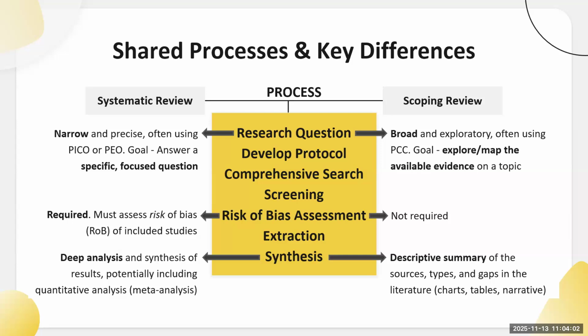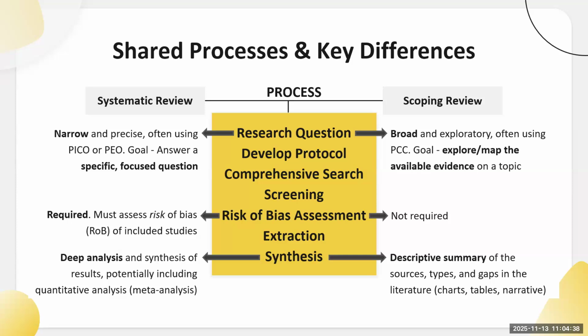So for the review questions, systematic reviews have a very specific, narrowly focused question, while scoping reviews are broader and more exploratory. Based on the research question and eligibility criteria, you create a comprehensive search for relevant studies. You screen the studies to find those that will help you answer the research question. Conduct risk of bias assessment for systematic reviews. This is optional for scoping. Extract data from the studies and synthesize your findings.